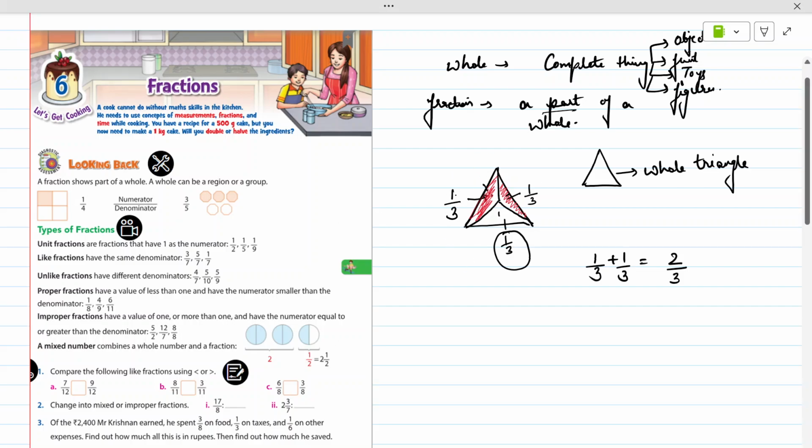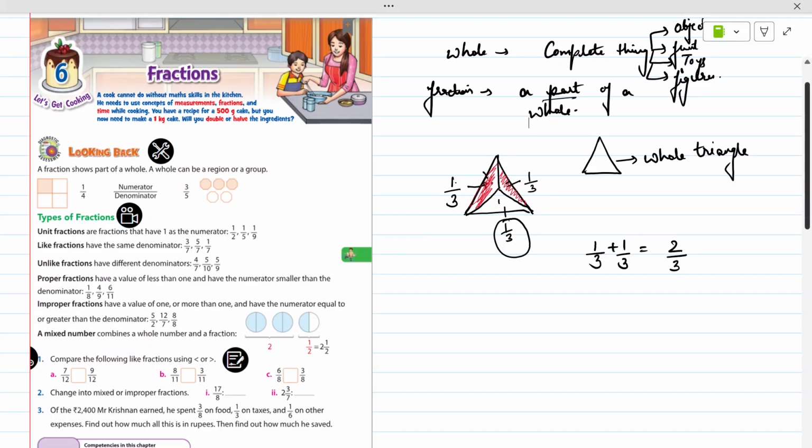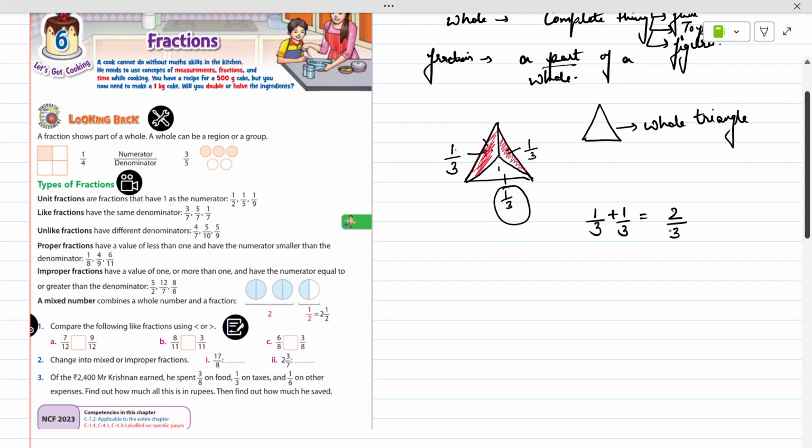Okay, now let's go to the book. So it says a fraction shows part of a whole thing. A whole can be a region, it can be a group, or as we have learned, it can be anything, a complete thing. Okay, now a fraction has two parts. The upper part is called the numerator, and the lower part is called the denominator. Okay, the upper part is numerator, it is denoted with n. The lower part is denominator, it is denoted by d. Numerator with n and denominator with d. So this is the fraction.